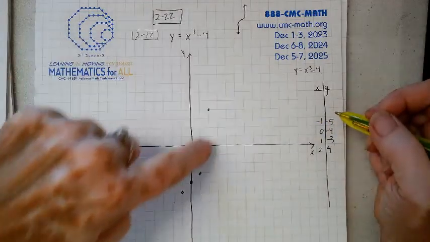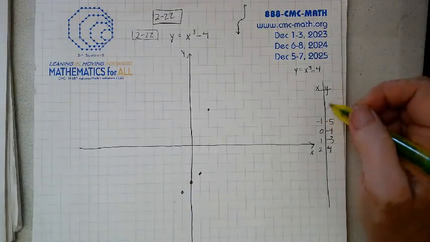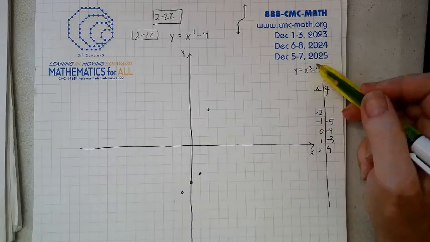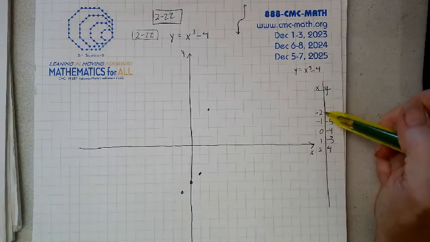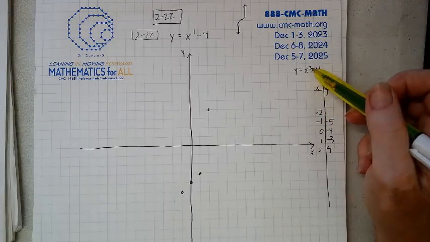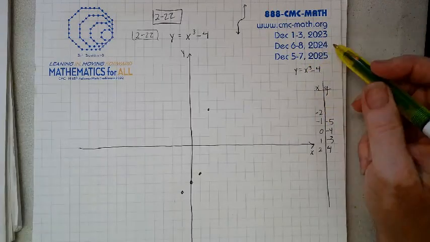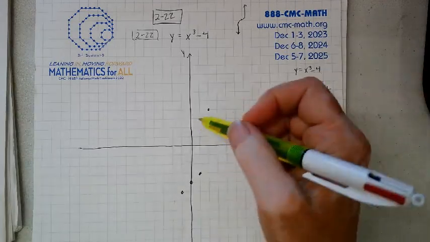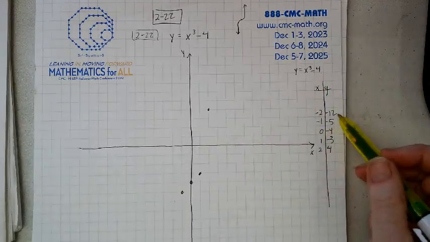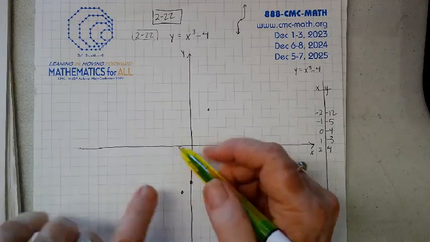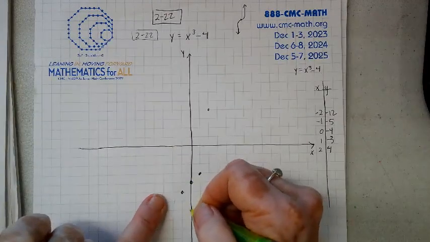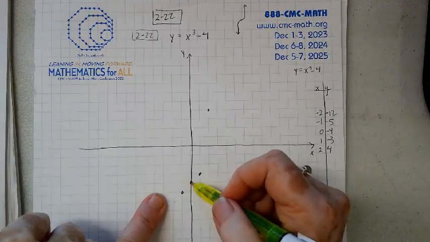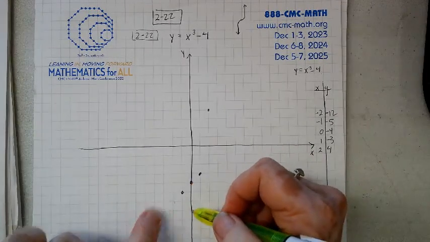I'm going to go ahead and do -2. So -2 cubed is -2 times -2 times -2, which is -8, minus 4. That gives me -12. And there's some kind of symmetry to this graph. That's 5, 6, 7, 8, 9, 10. That's 4.